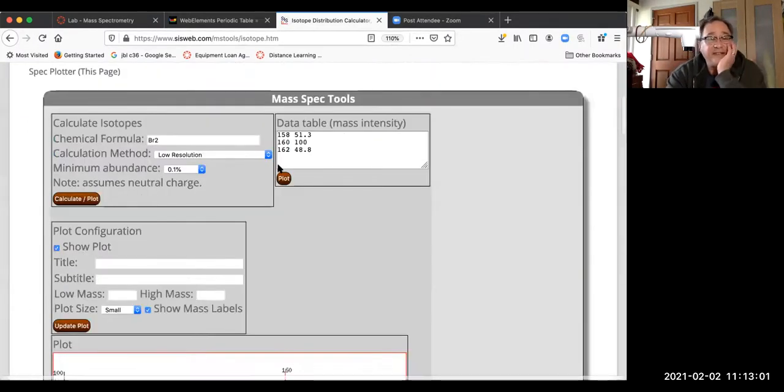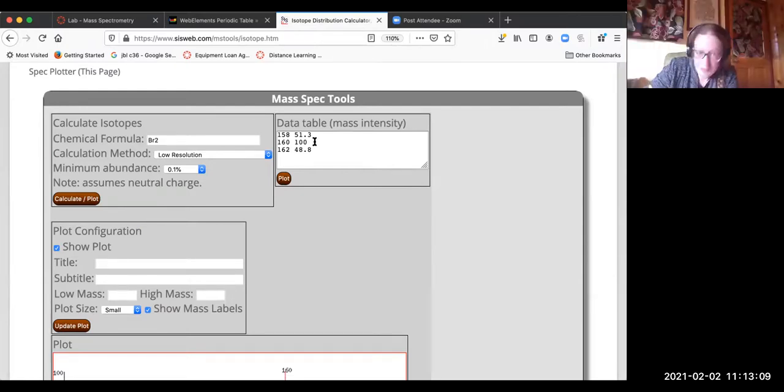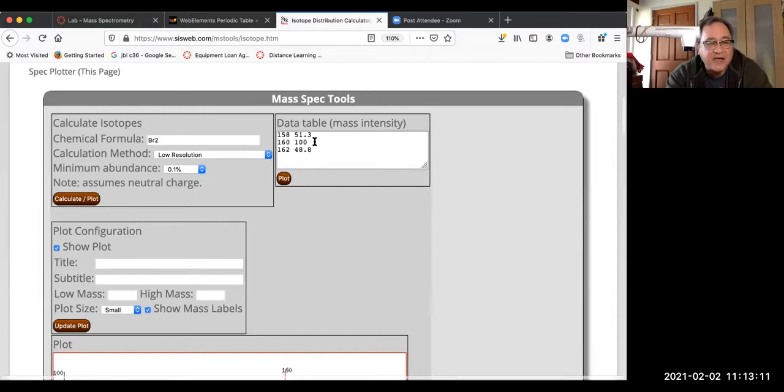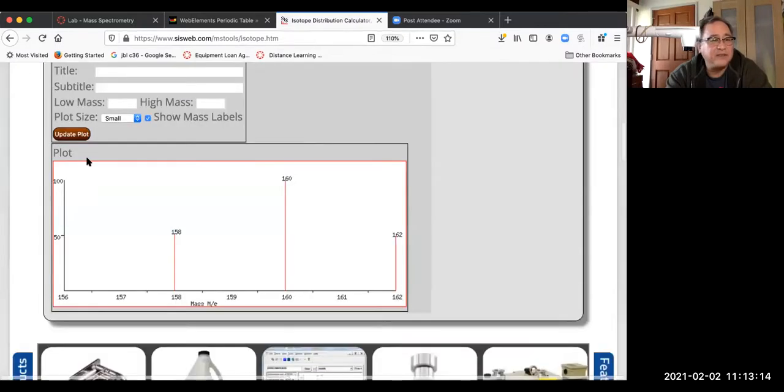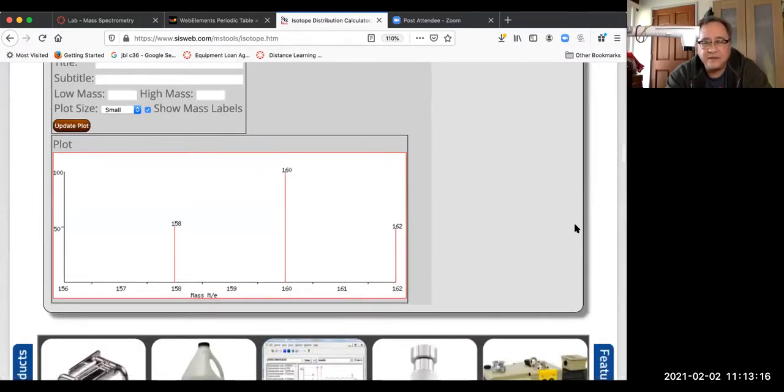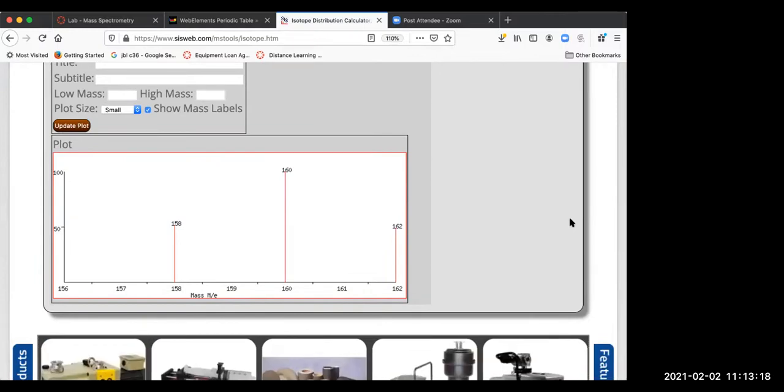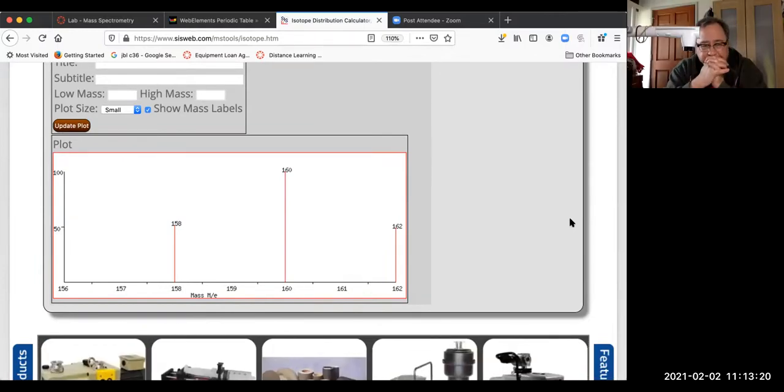Hold on a second. Well, there's the 158. There's the 162. And one in the middle. And there's a 160. Where does that come from? What the heck? Where does a 160 come from?